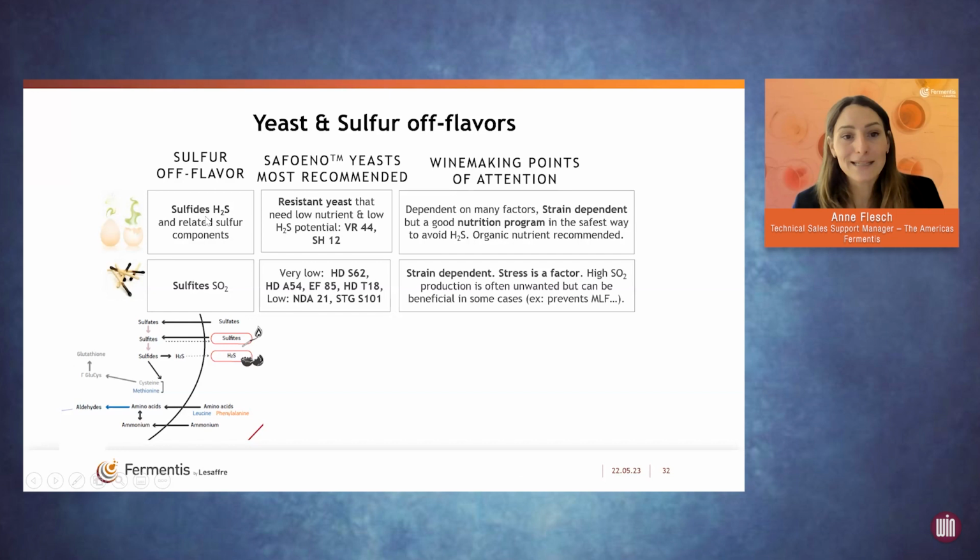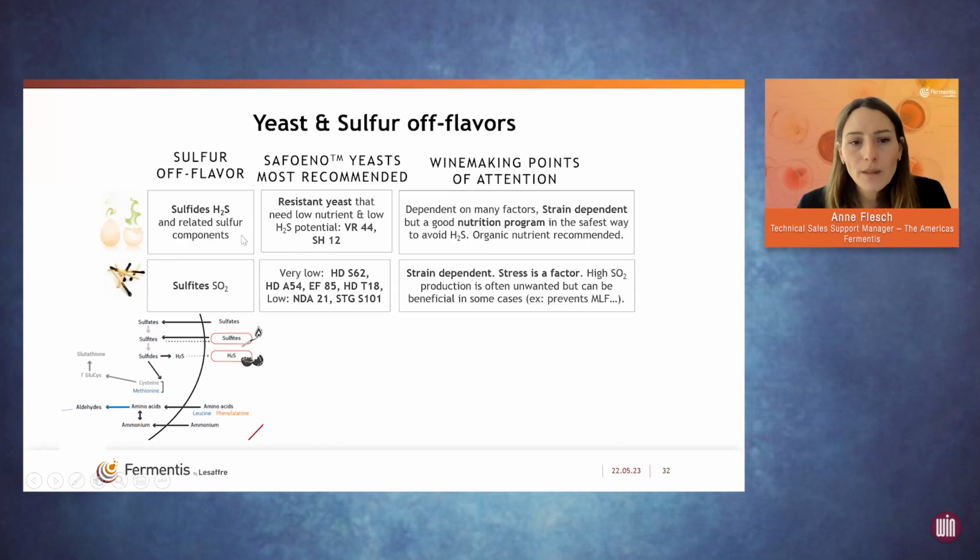All right, now let's talk about sulfur off flavors, and mainly the main problem in winemaking is going to be H2S, which is usually associated with rotten egg. It's again very much strain dependent. Resistant yeasts overall need low nutrients and tend to produce less H2S in general. So VR44, for example, is a good choice, but it's dependent on many factors, and a good nutrition program is really key to prevent the production of H2S.